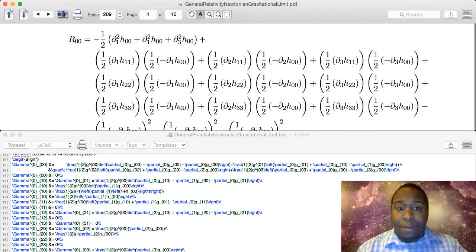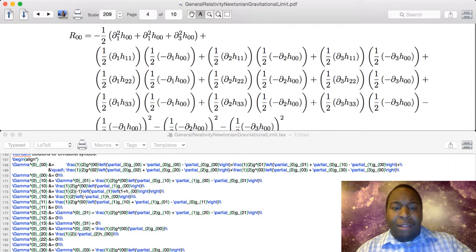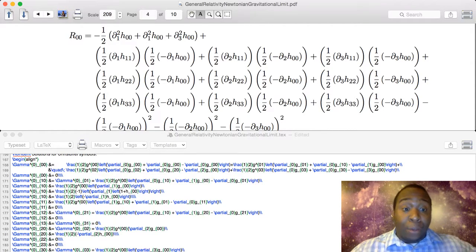So it becomes a lot more difficult, and if I'm not mistaken, you're going to basically end up getting nonlinear second order partial differential equations to work with. They can't be solved analytically. All right, so basically this is going to be our R sub 0, 0 Ricci curvature tensor element.